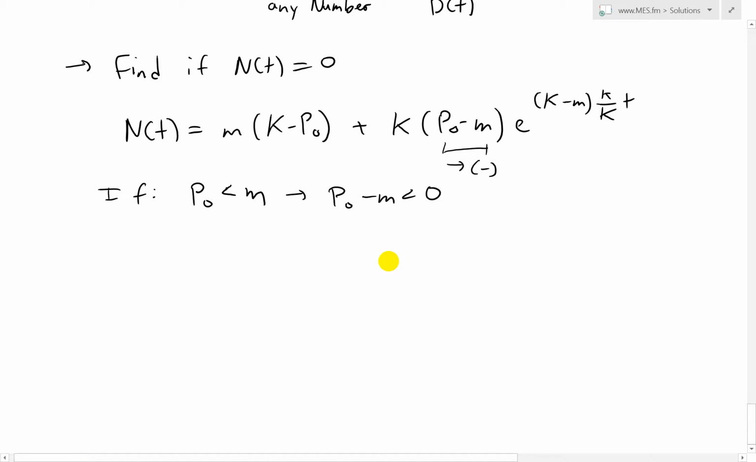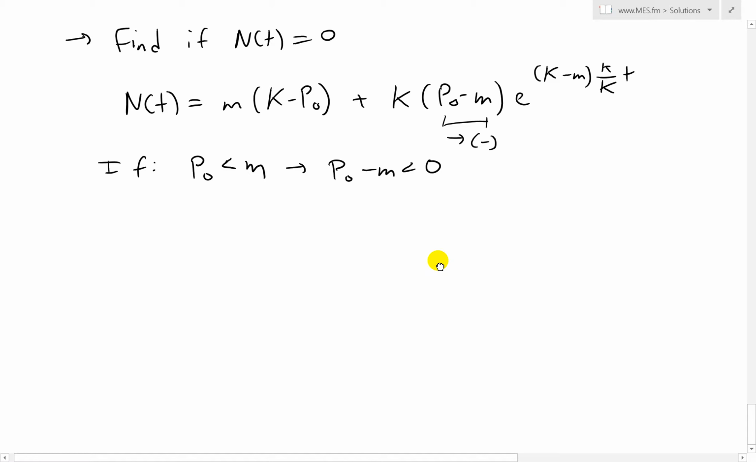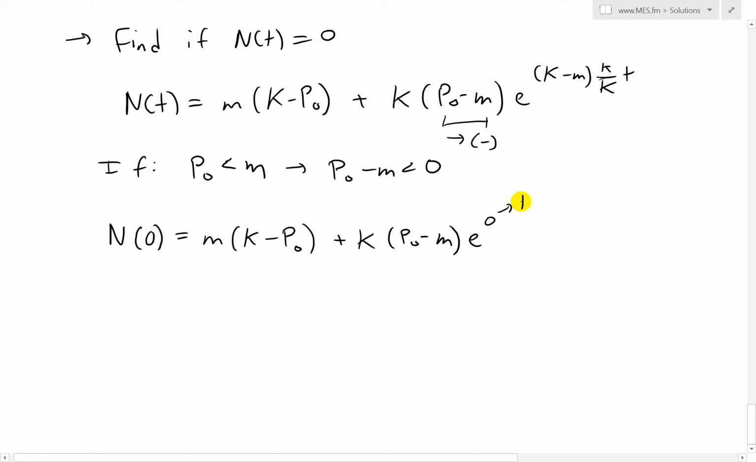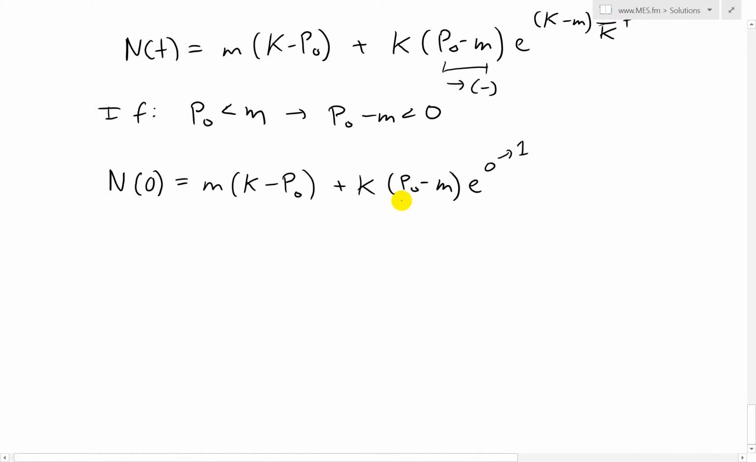And another thing to look at is what happens when we have N of 0. So N of 0 equals m times (k minus p0) plus capital K p0 minus m, times e to the 0. That's when time is 0, the initial value of the numerator. You plug in t is 0, and e to the 0 is just 1. So in other words, we're going to have this number plus this, but we know that this is negative, and k is always positive, so this entire thing is a negative number.